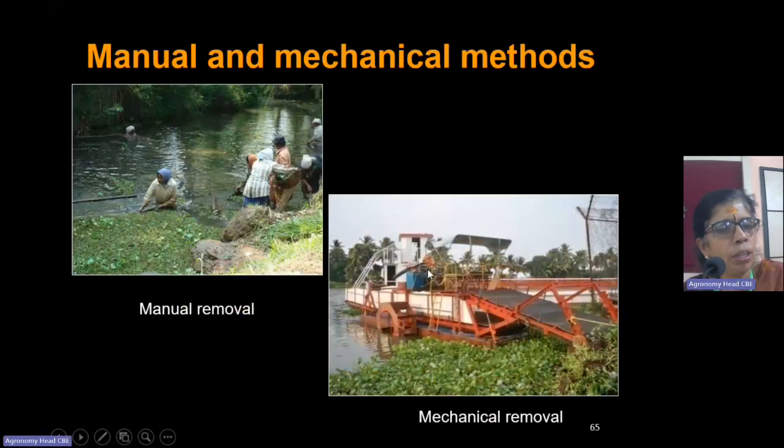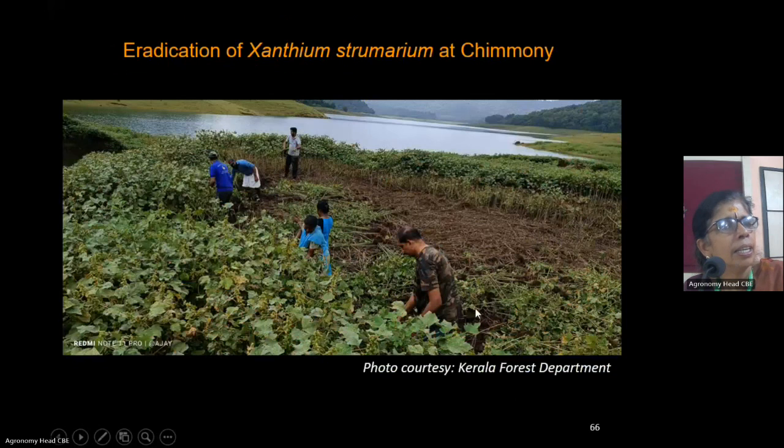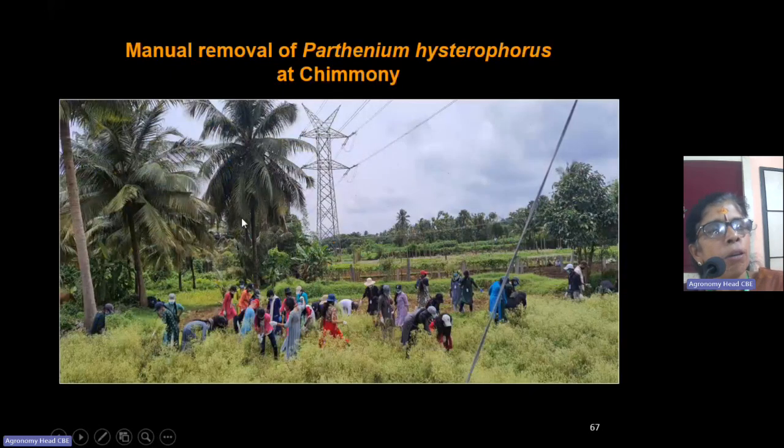So this is the manual removal. This is eradication. Sandhyam in the Chimney area. You can see the dam in the background. Volunteers and forest staff clearing vast stretches of Scandium. This is my own first year UG students. Last year, Parthenium.